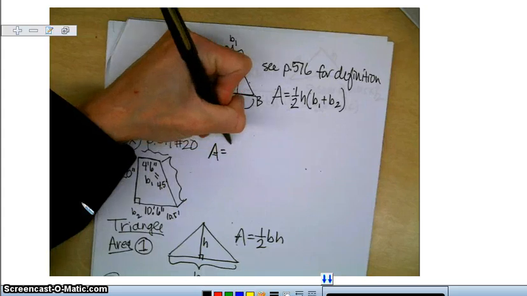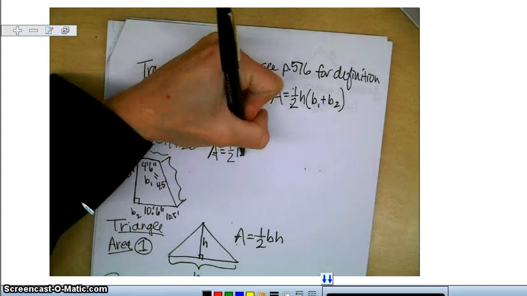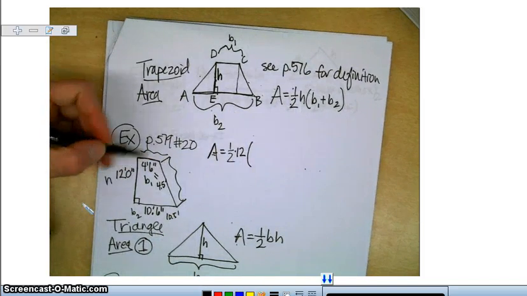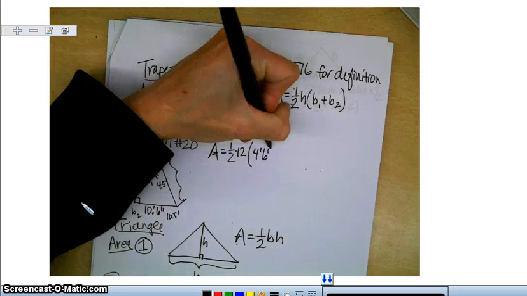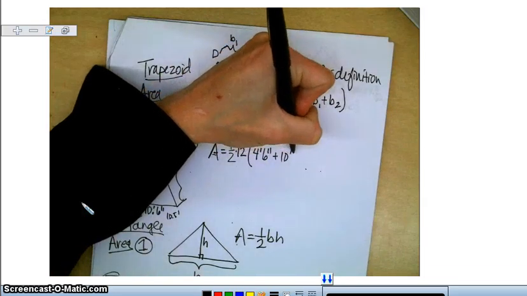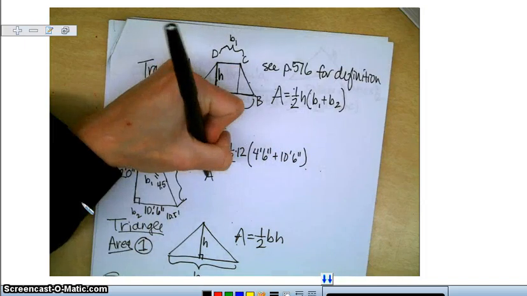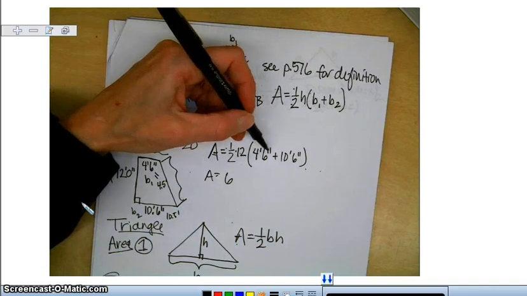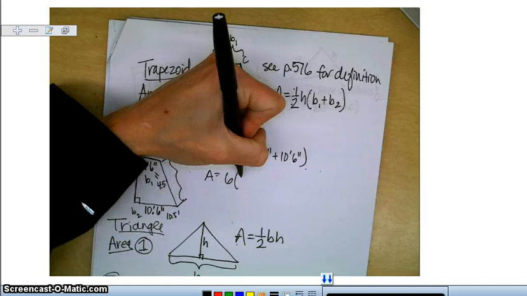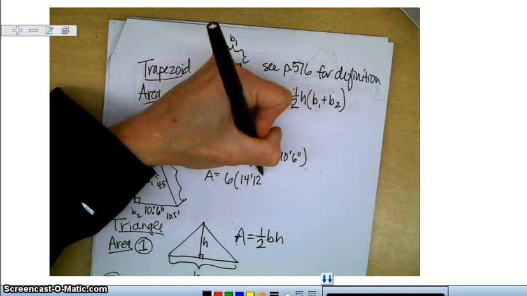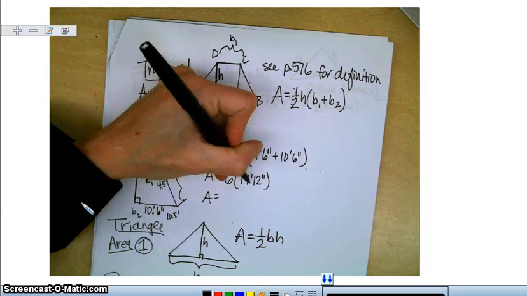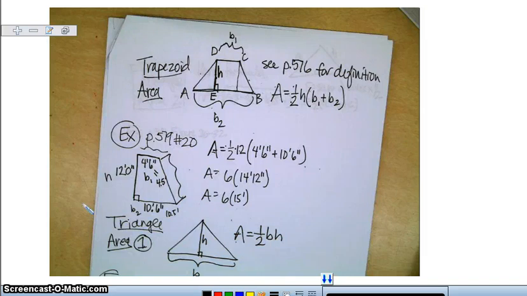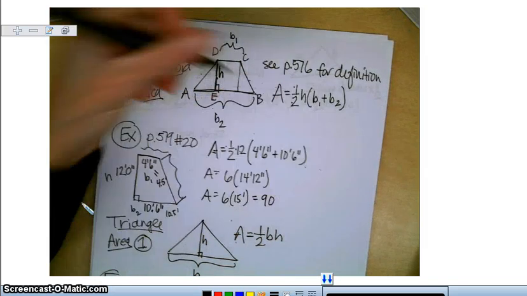Alright, so the area would be 1/2 the height, which is 12 feet. So half times 12, and then times base 1, which is 4 feet 6 inches, plus 10 feet 6 inches. Half of 12 is 6. 4 feet 6 inches plus 10 feet 6 inches is 14 feet 12 inches, which is just 15 feet. So 6 times 15 is 90, and that's going to be feet squared.